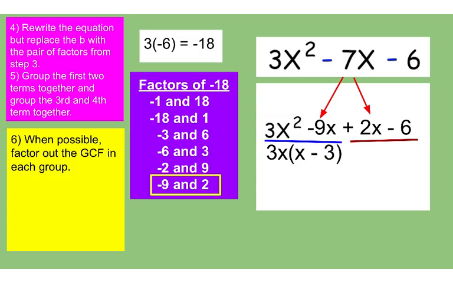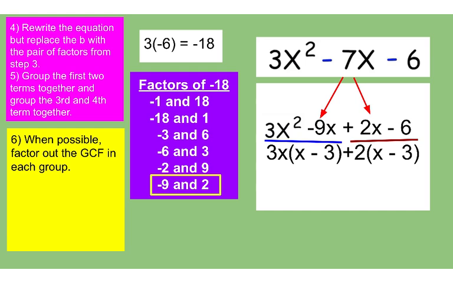Then I'm going to do the same thing to the other two terms that are grouped together, the 2x minus 6, and I'm going to pull out the greatest common factor, which is going to be 2. And then I will ask myself, what times 2 gets me 2x, and that's going to be x, and what times 2 is going to get me negative 6, and that'll be a negative 3.